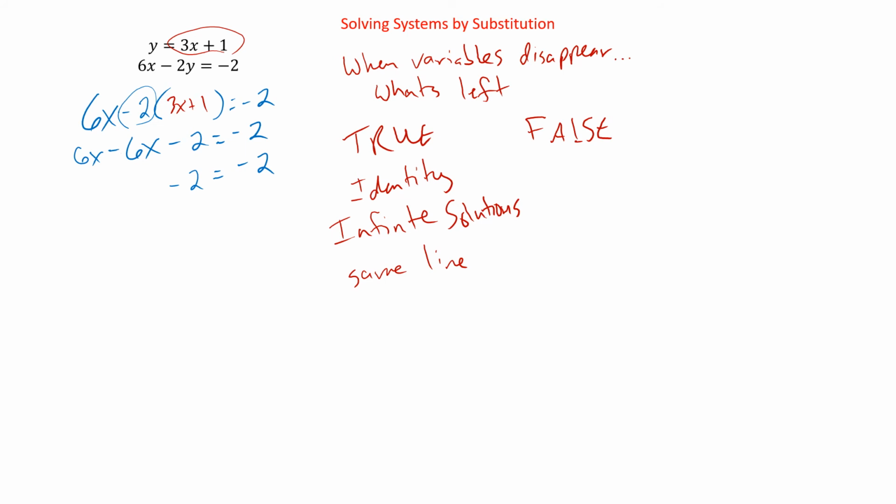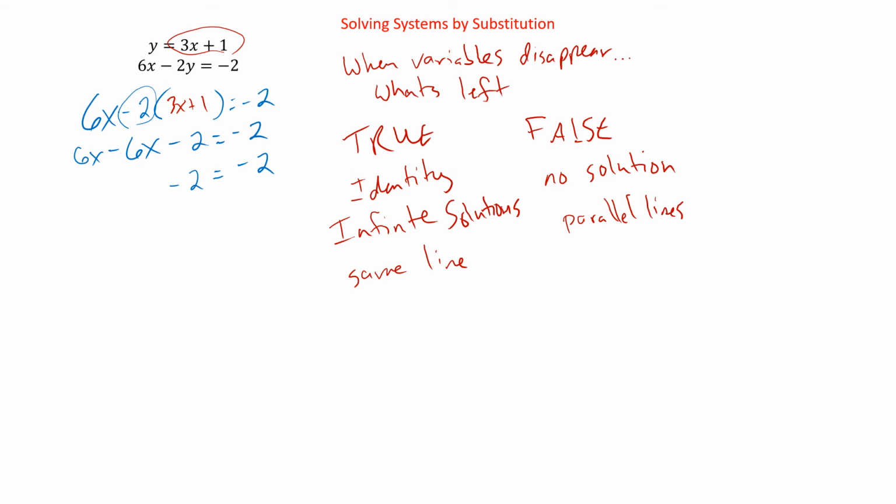If it was false, it's called a contradiction. There's no solution. And this happens when we have parallel lines, because there's no intersection point.